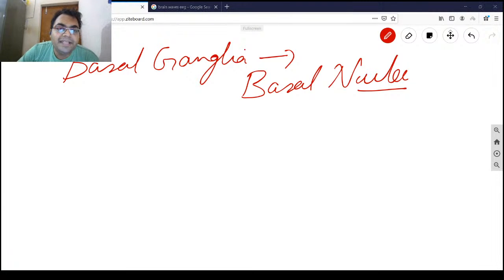So basal nuclei: deep within each cerebral hemisphere, you have two cerebral hemispheres, there are clusters of neuronal cell bodies. Why will we not call it ganglia? Because I told you a cluster of cell bodies in the CNS, the brain and spinal cord, is known as nuclei. Historically it was known as ganglia, but due to this technical reason its name has been changed to basal nuclei.